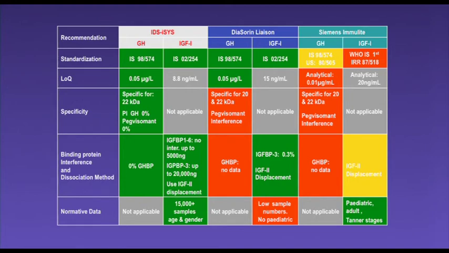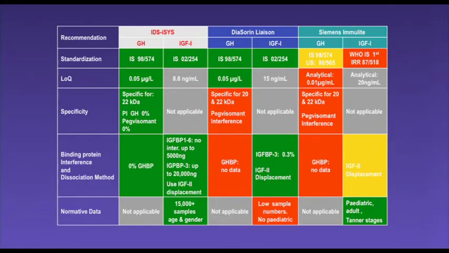And normative data: there are very strong, reliable reference ranges for IGF-1 with the iSYS, with more than 15,000 samples matched by age and gender. This is not the case with the IGF-1 from Liaison, where there are very, very few, just 25 per age class, which is not enough. And Siemens has very good reference ranges.